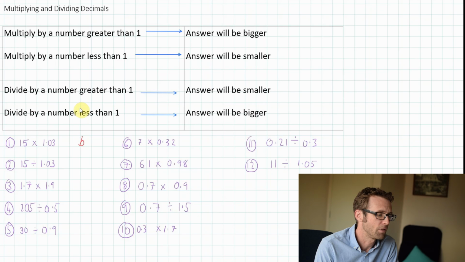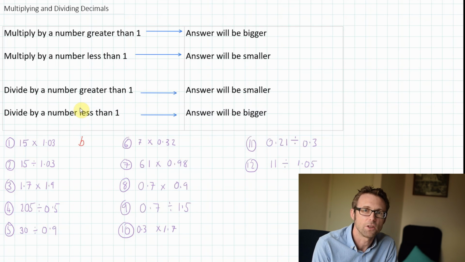15 divided by 1.03. You might like to pause your video as I do each of these questions and check yourself that you know what you're doing. 15 divided by 1.03, well, I'm dividing by a number that's bigger than 1, so my answer is going to be smaller. 1.7 times 1.9, I'm multiplying by a number that's greater than 1, so my answer will be bigger than 1.7.